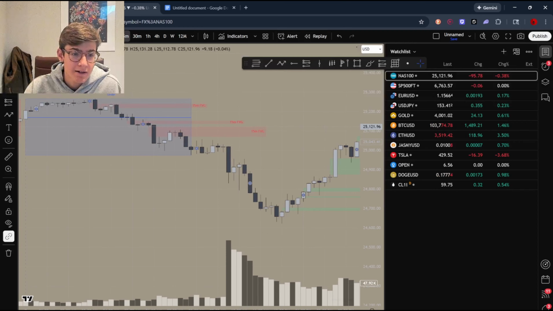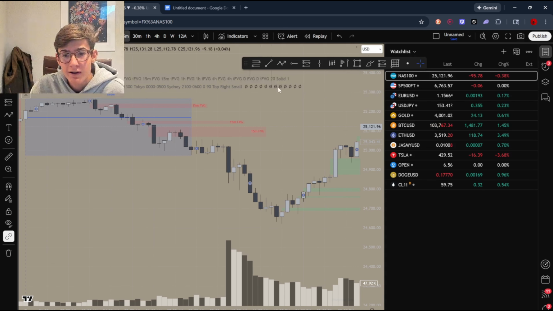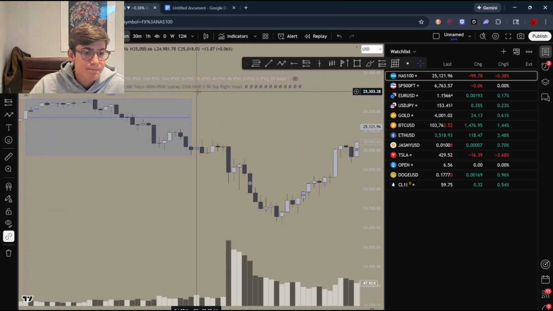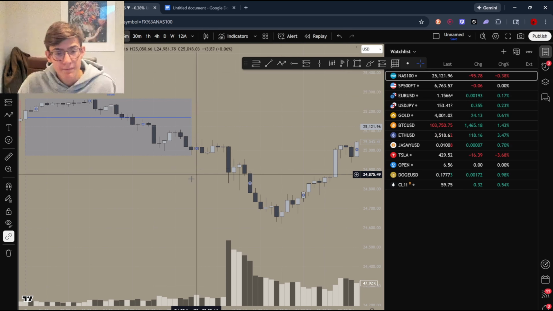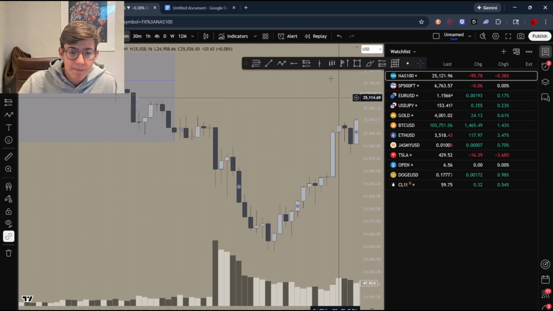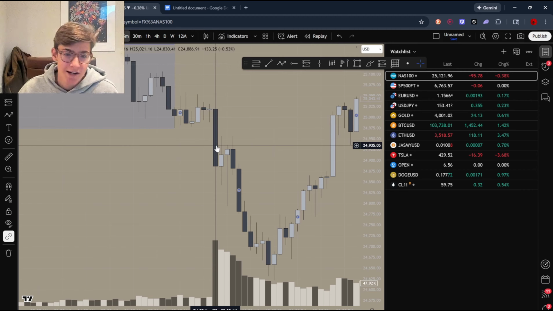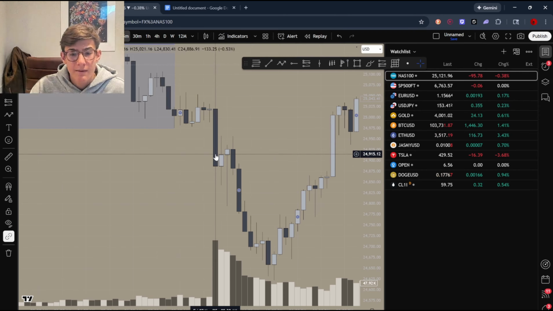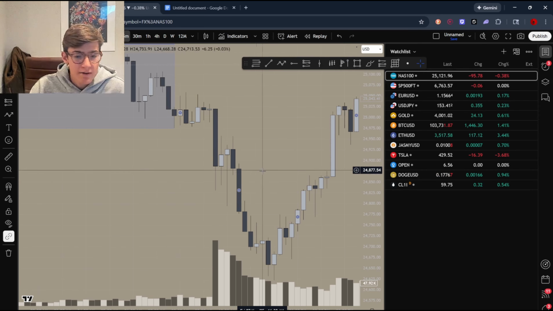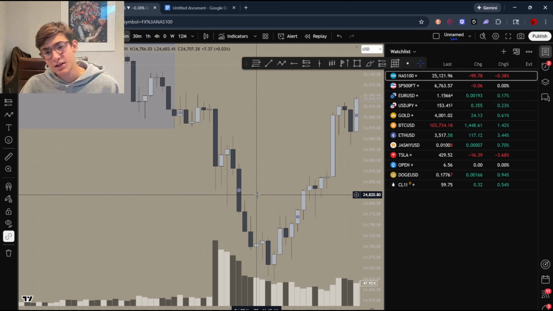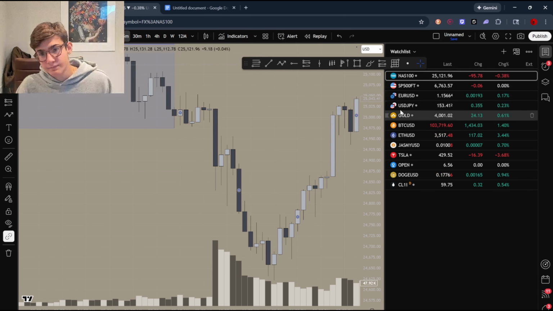I have an indicator that just shows fair value gaps, but you don't really need it. So now that we're here, we're trading New York session, right? So from 9:30 to 4 p.m. is when New York session is open. But we're looking to take trades anywhere from 9:30 to around 11:30. All right, so that's when we're looking to take our trades.